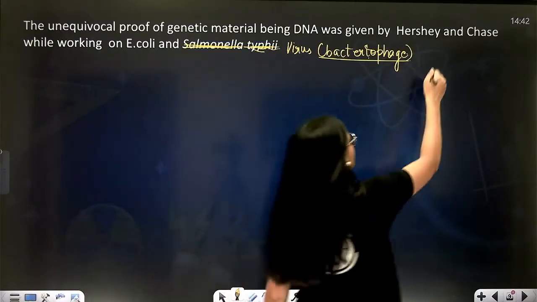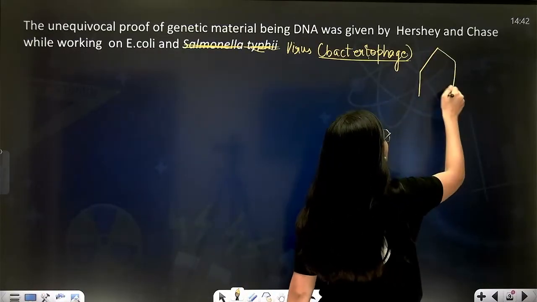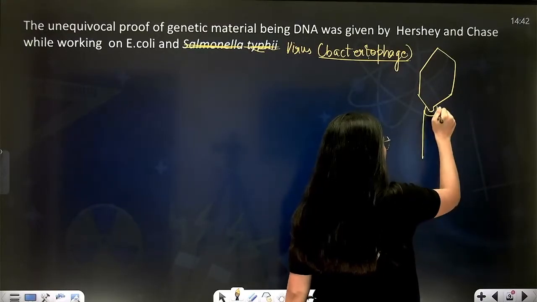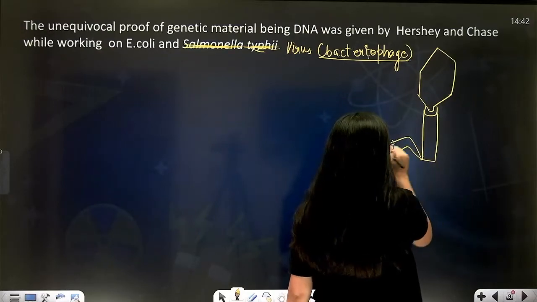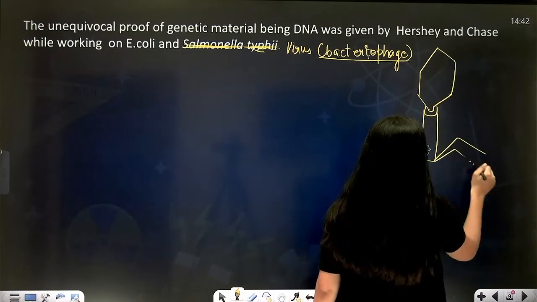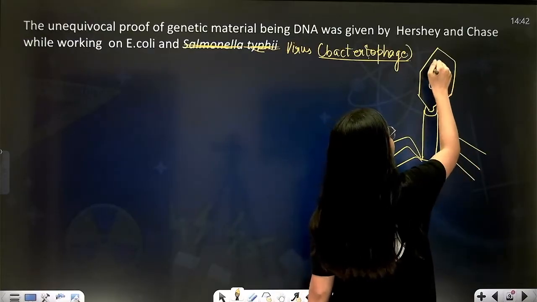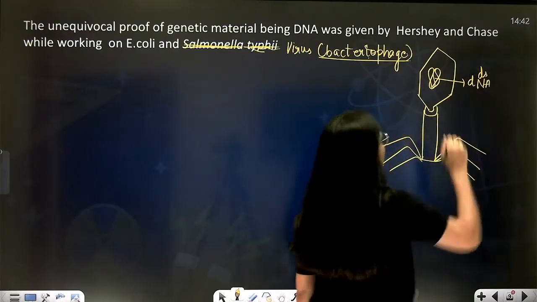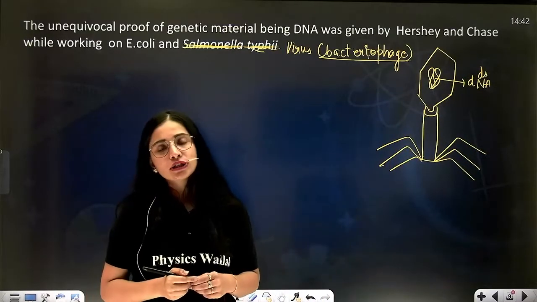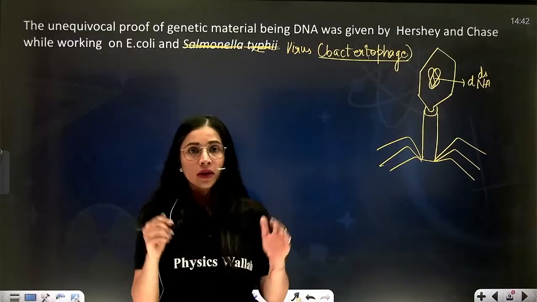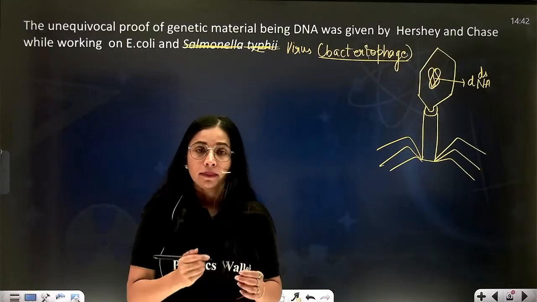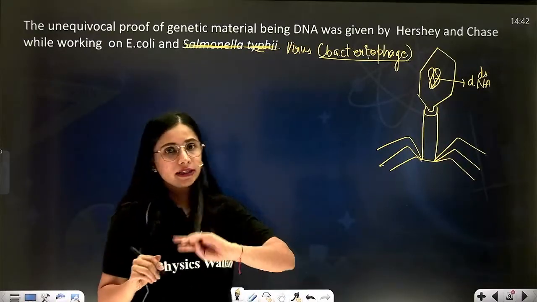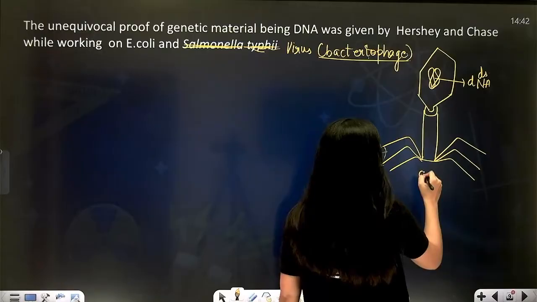Structurally, it is resembled by a polygonal head, followed by collar, neck, tail, and 6 tail plates, 3 on each side. The genetic material is DNA, that too double-stranded DNA. This is how a bacteriophage looks. Now, what did Hershey and Chase do? Beta, they chose two bacteriophages. In the first bacteriophage, suppose this is a bacteriophage.